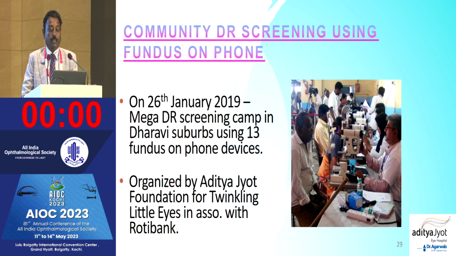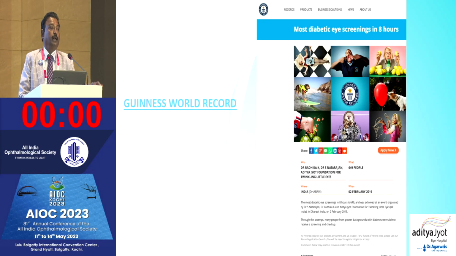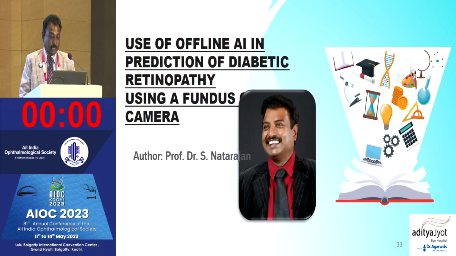We also did this with the Remidio staff and our foundation staff. We used 13 fundus on phone devices like this, and we made the Guinness record, where 649 diabetic patients were screened using fundus on phone. 53 were diagnosed with diabetic retinopathy. We want more and more people to break the record. The idea is to create awareness all over India. And this is the Guinness certificate.